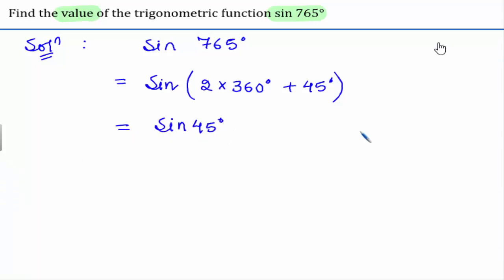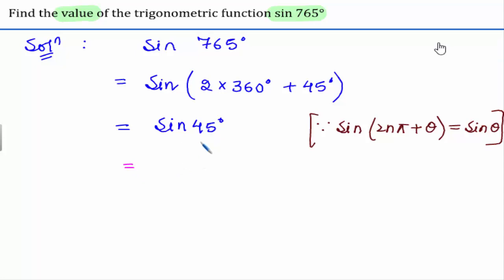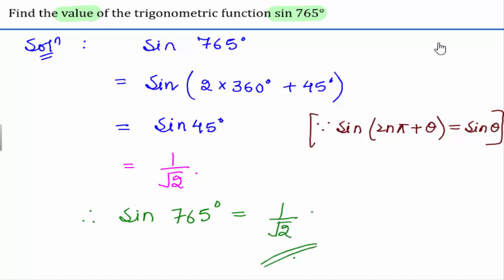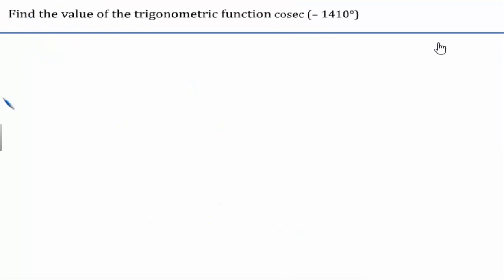sin 45 degrees, since we know that sin 2n pi plus theta is equal to sin theta, and this further implies that sin 45 degrees is 1 upon root 2. Therefore, sin 765 degrees is equal to 1 upon root 2. This completes the solution.